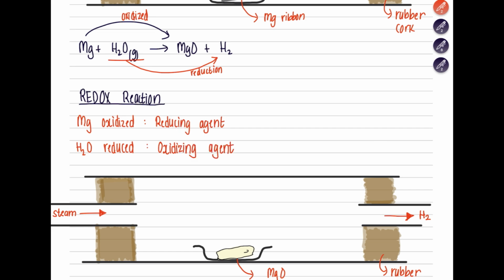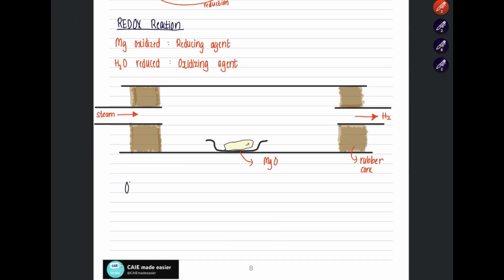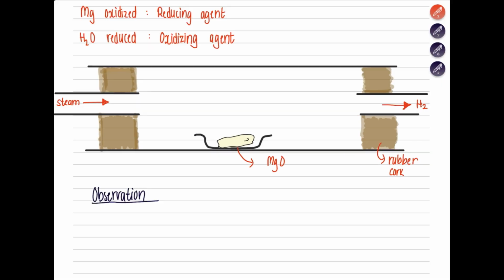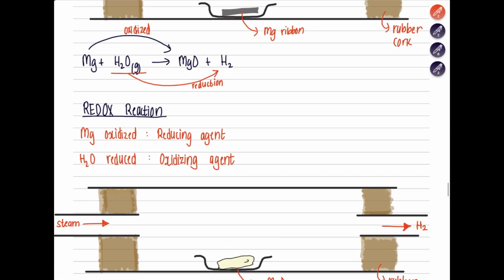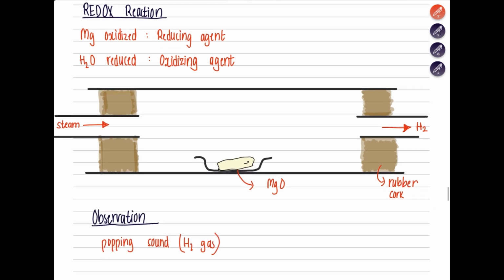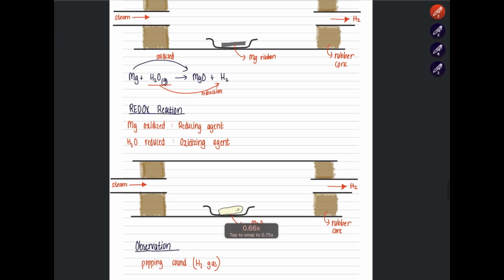Now, what are some observations we can note? A, we can observe that hydrogen gas is being released. The test for hydrogen is that a lit splint will give a popping sound, right? So we can know that there is hydrogen gas. Secondly, we can observe that the magnesium ribbon has turned into magnesium oxide. How do we know? The silvery gray color turns into a white solid. So these are two observations that we have noticed.